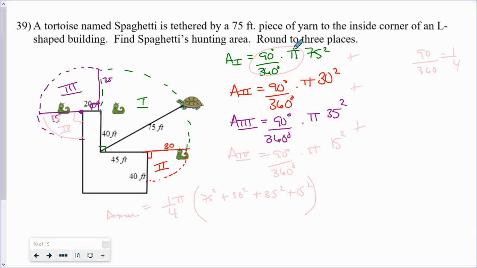That beats having to round here, round there, round there, round there. Now I round once at the end, and my area is 6,263.550. Since this was in feet and its area, we will do feet squared. And we are done.